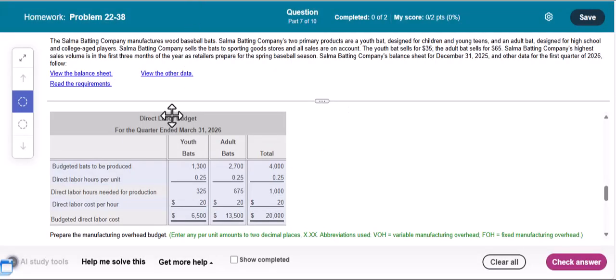So in the next video, we are going to work on the manufacturing overhead budget. But for now, we've discovered that we're probably going to have to pay $20,000 for direct labor costs to produce those 4,000 bats.